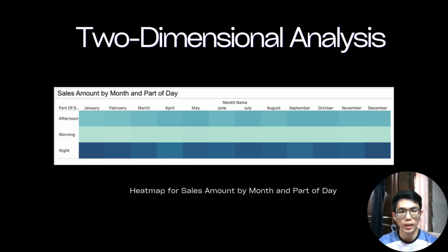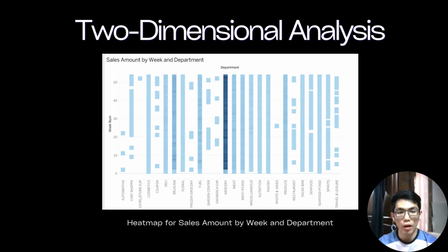For two-dimensional analysis, we can compare sales amount by month and part of day, sales amount by week and department. These visualizations allow us to analyze the relationship between two dimensions, similarly using the heat map.